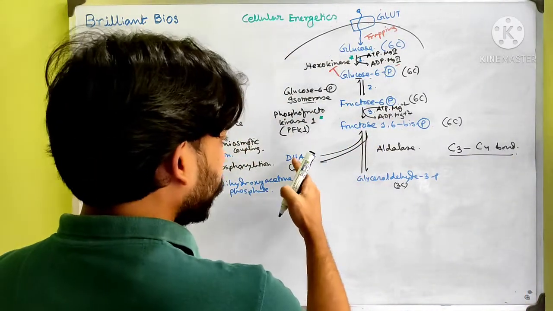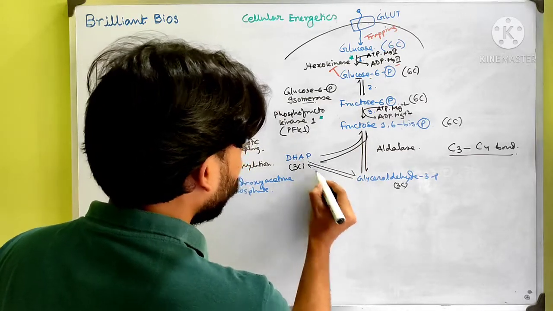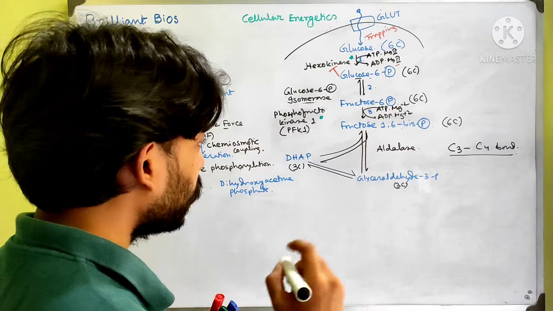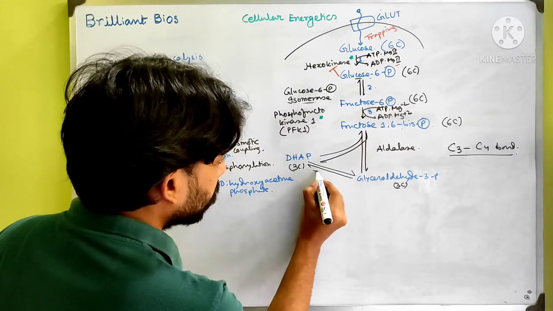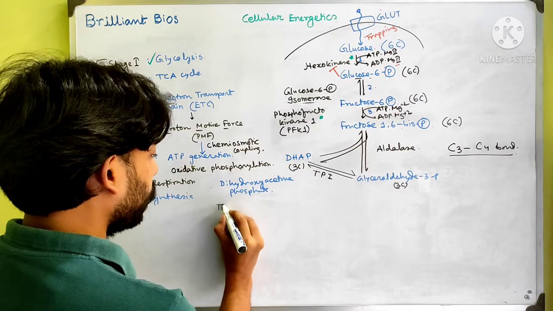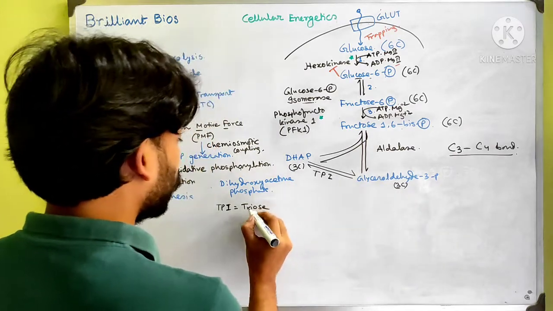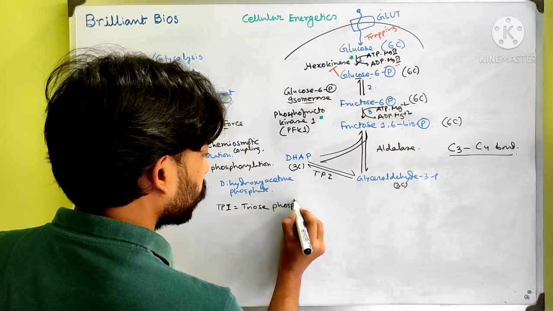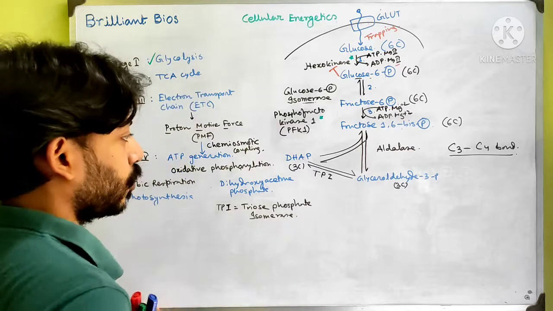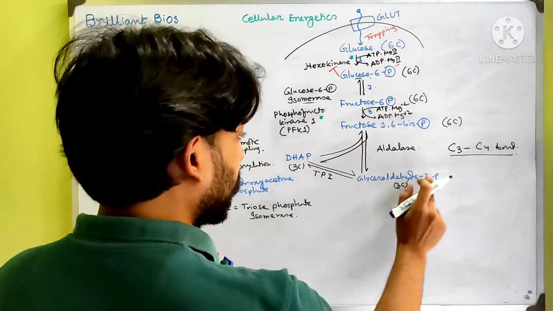Now this DHAP can also be converted into this product. You have to understand, DHAP can be converted into glyceraldehyde 3-phosphate, and the enzyme is called TPI. In short I am writing here. So this is the DHAP. TPI full form is triose phosphate isomerase, because these are 3 carbons, so it is called triose. Now it's called isomerase. So these are 2 isomers, and it's converting this DHAP, means dihydroxyacetone phosphate, to glyceraldehyde 3-phosphate.